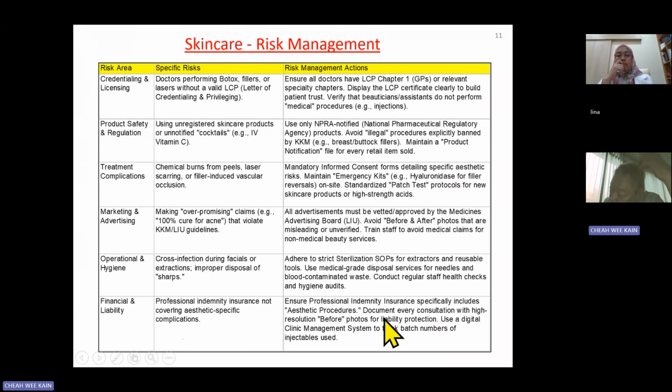The problem is you may have a rich client like a Tan Sri or Puan Sri, and their lawyer has a lot of money and they can sue you. Or they don't like you. We don't know why, they just don't like you. Maybe they want to open their own branch and want to kill all your business, so they come and create trouble for you.